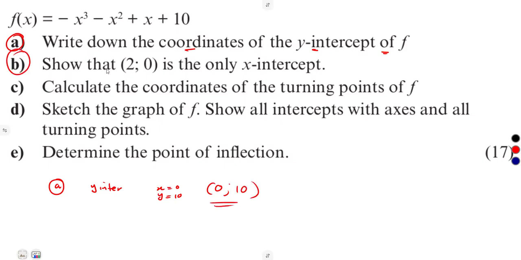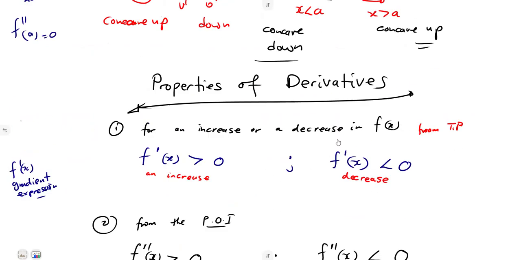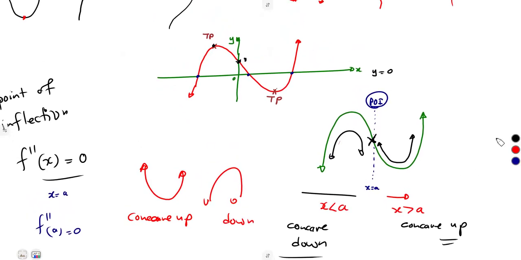Then B, show that 2, 0 is the only x-intercept. Show that it is the only x-intercept. So meaning to say you have to solve for the x values. By solving, you will see that it is only x is equal to 2 that you're going to have. Remember, the x-intercept is on the x-axis. We are talking about a condition where y is equal to 0, where we are referring to our f of x to be equal to 0.